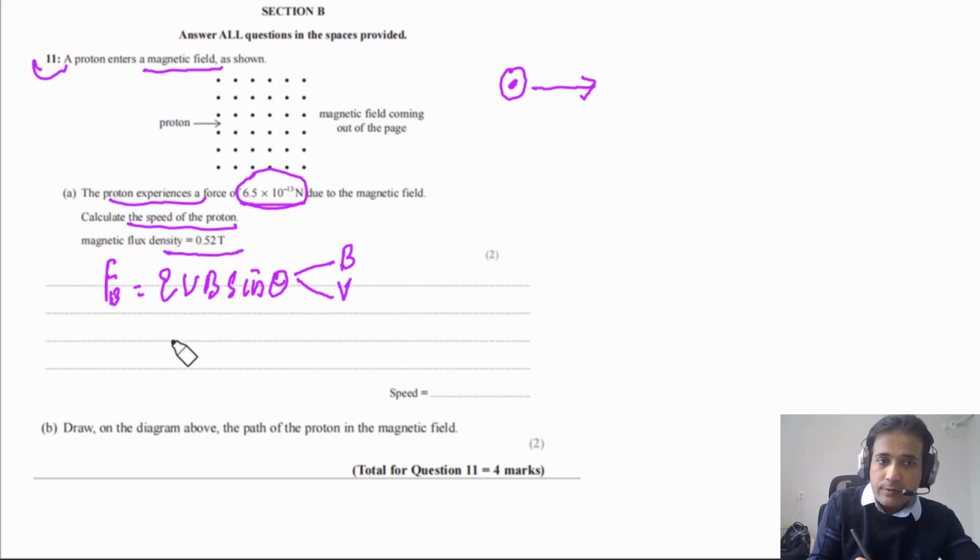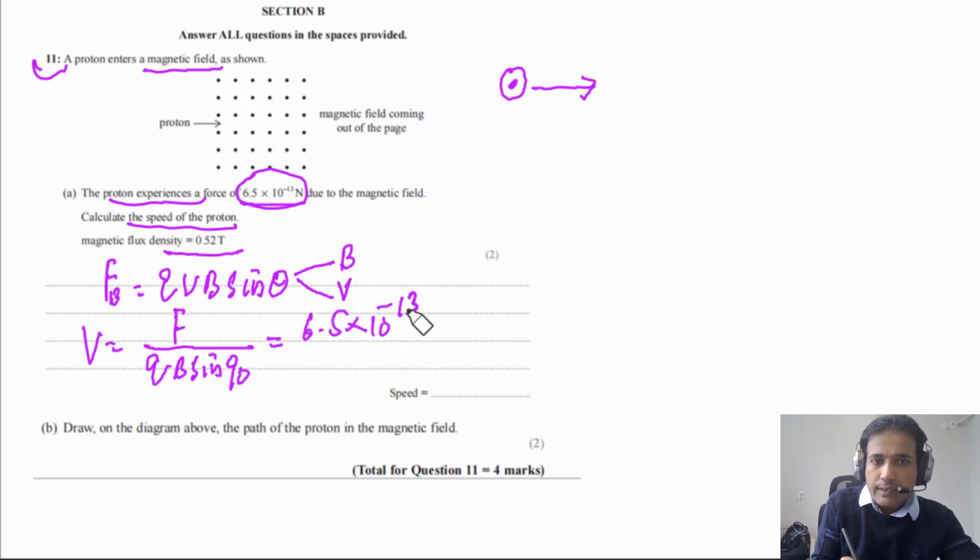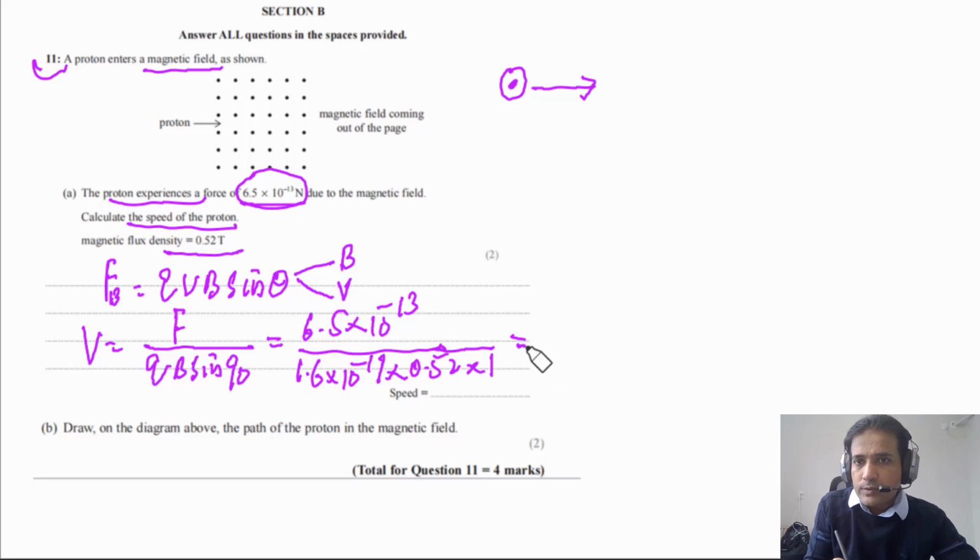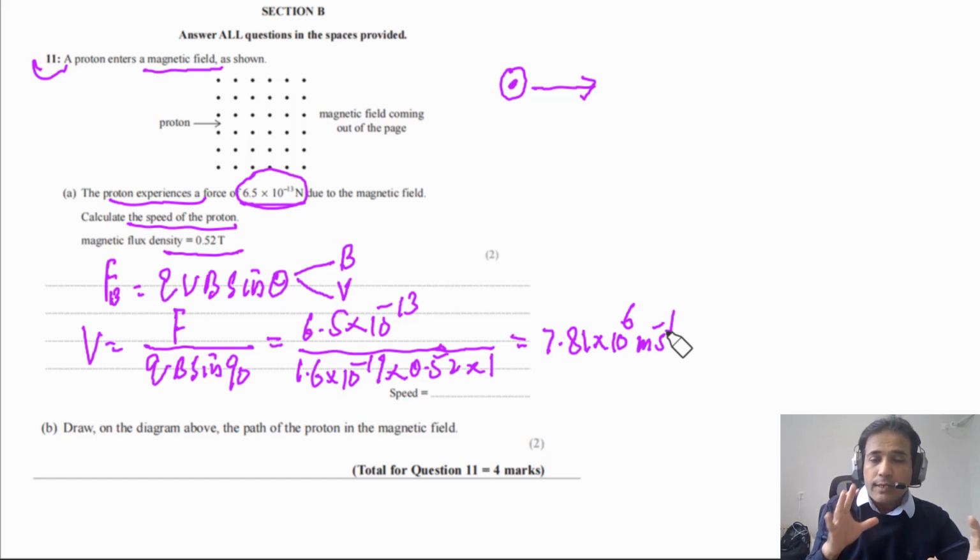Now we can simply plug in values. V should be equal to F divided by QB sine of 90 degrees. The value of F is 6.5 times 10 to the negative 13, divided by the charge on the proton, 1.6 times 10 to the minus 19, and the value of B is 4.52, and sine of 90 is 1. If we solve this, we will get 7.81 times 10 to the 6 meters per second. So the proton is moving at very high speed, 10 to the 6 meters per second. This is how we can answer.